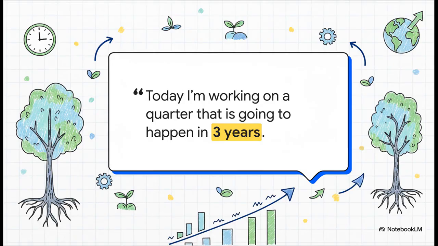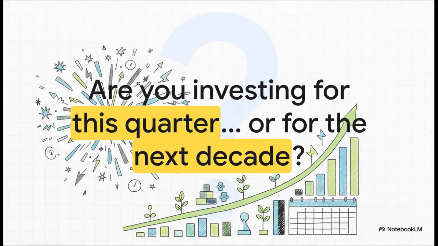And to really drive this long-term mindset home, the fund's newsletter features this powerful quote from Jeff Bezos. "Today, I'm working on a quarter that is going to happen in 3 years." Wow, that really says it all, doesn't it? It's about building for the future, not just reacting to whatever's happening right now. And this brings us right back to the final, most important question. And this is one for you to think about. When you look at your own approach, are you investing based on the noise and the drama of this quarter, or are you building for the next decade?